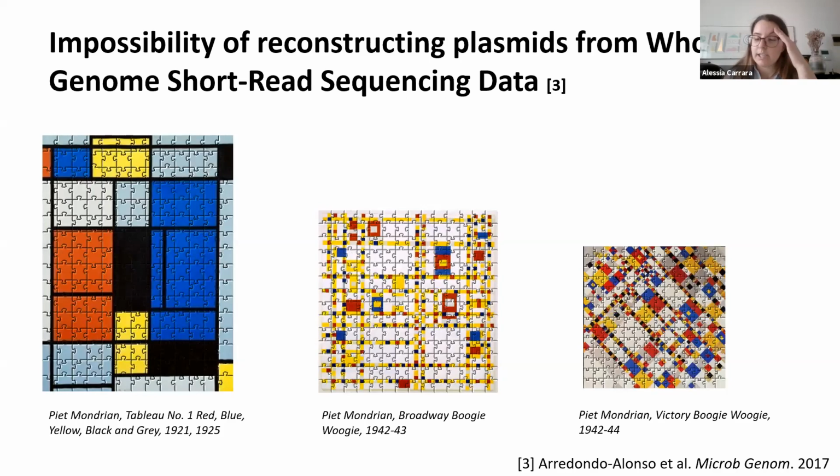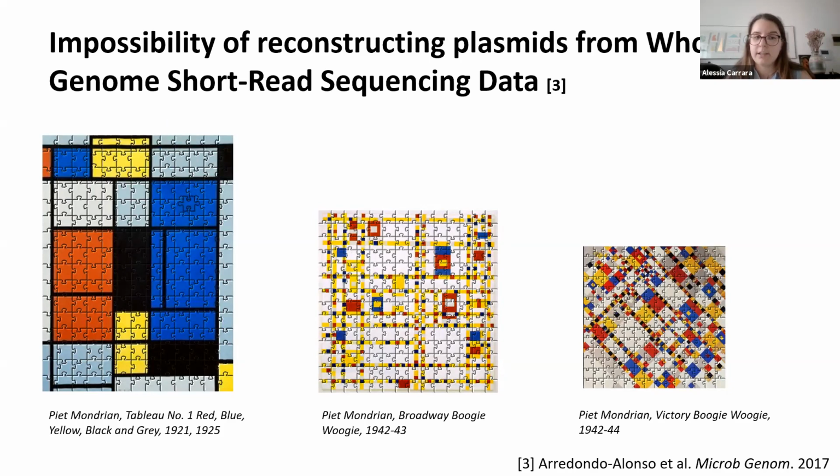The most popular sequencing technique to retrieve the sequences is whole-genome short-read sequencing, which generates short reads, which could be identified as small pieces of puzzles of these pictures. However, with this method, it is impossible to completely reconstruct the genetic sequences. This is due to, for example, the repetitive sequences within a single genetic element.